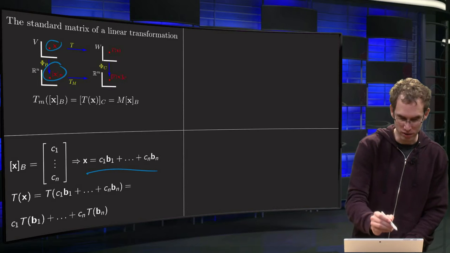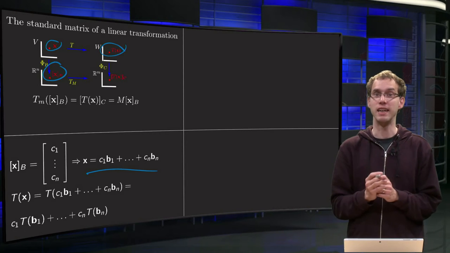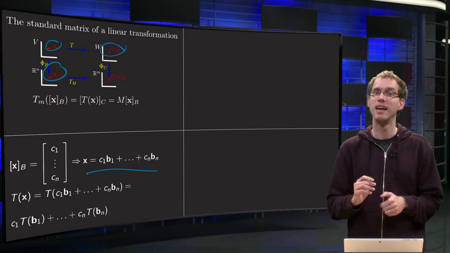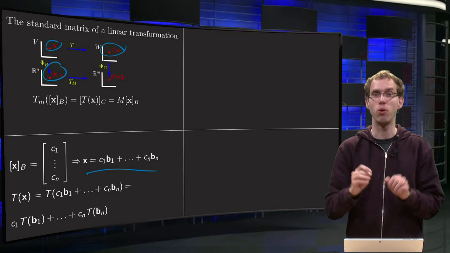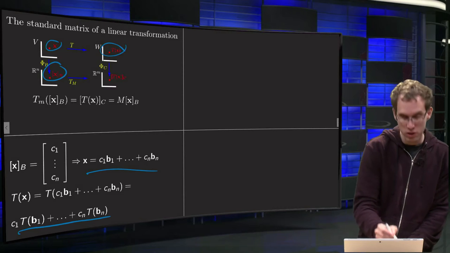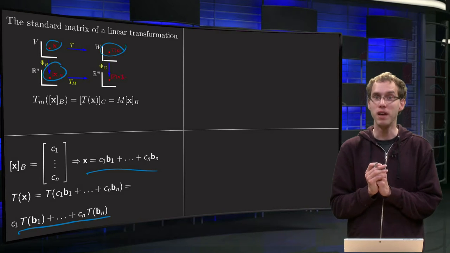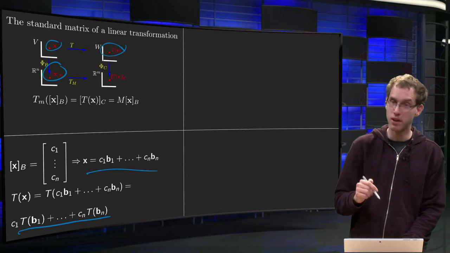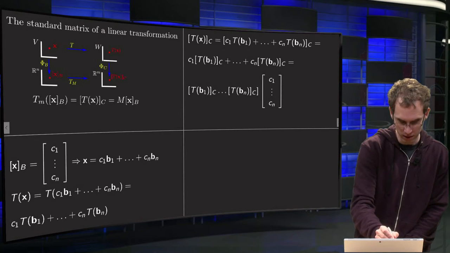Then we go to the right with T to find T(x). Well, T(x), just plug x in. T(x) is T(c1 b1 plus c2 b2 up till cn bn). And then we use that T is a linear transformation, so we can take that all apart. So T(x) becomes c1 times T(b1) plus c2 times T(b2) up till cn times T(bn). And then we are still on the right and up. And then we go down. And we get over here.